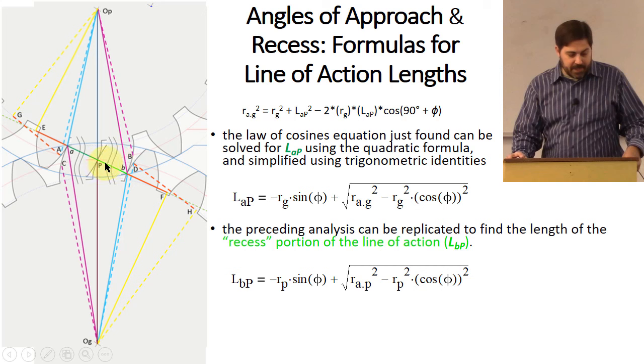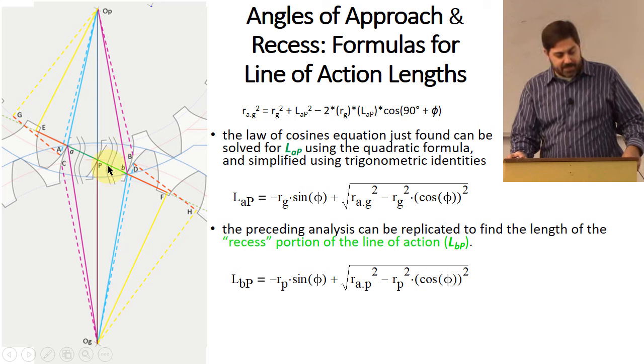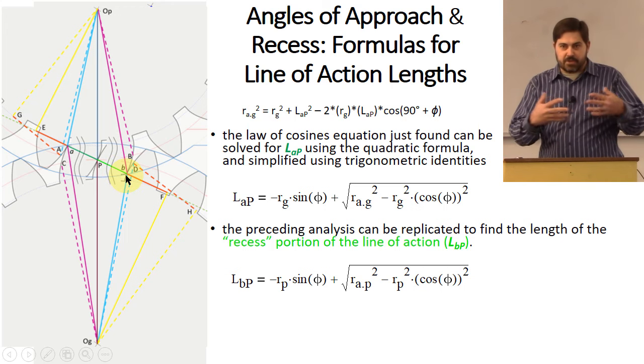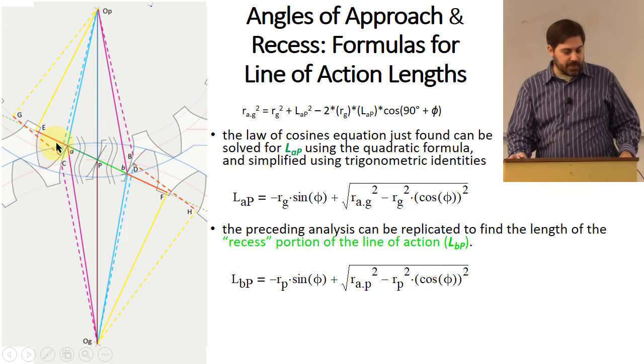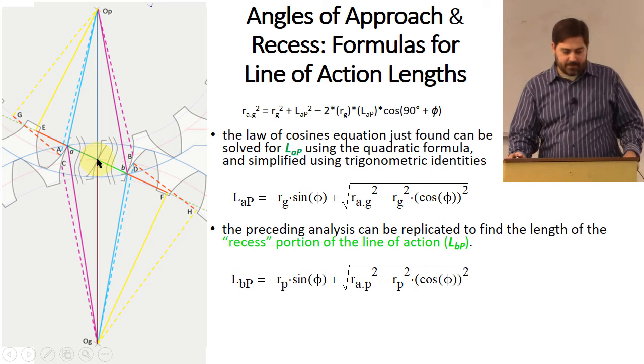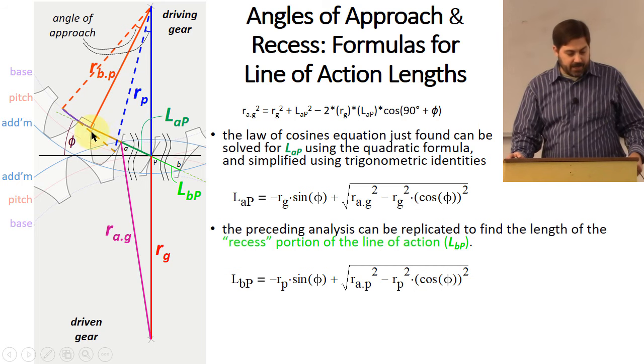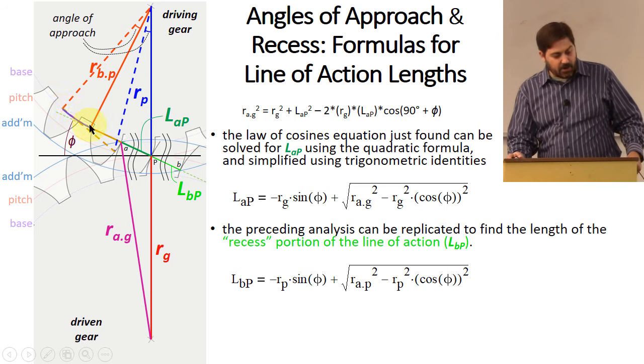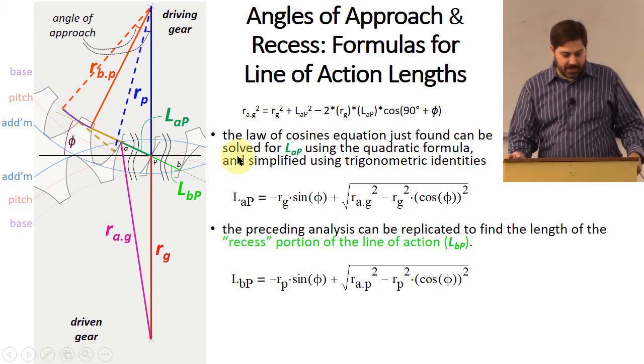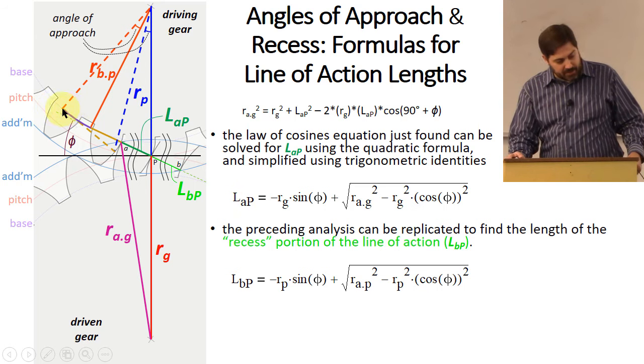Now, this is basically the line of recess. This is after the pitch point. As it starts to move back away, the two teeth start to move back away from each other as opposed to in towards each other. Okay? So we can use either one of these lengths to figure out other things that we might need to know. Things like, what is the length of this arc? Right? Because LAP is going to be the length of that arc right there.